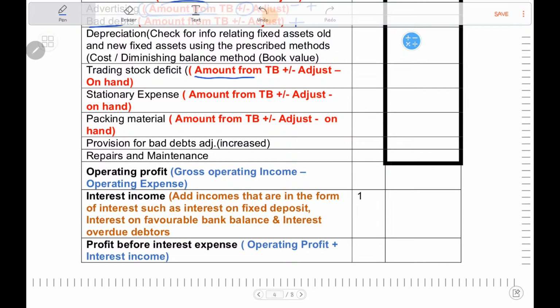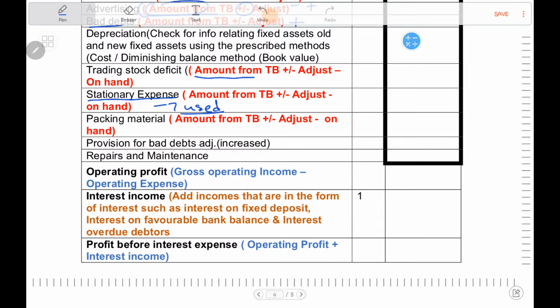The same applies with the stationery expense. You subtract the one on hand because here we want the stationery that was used, not the one that was on hand. On hand means that it is still there, it is available, it is not yet used. But then the one that we want here, it is the one that was used, the one that was utilized by the business. Then the same applies with the packing material. Then let's talk about provision for bad debts.